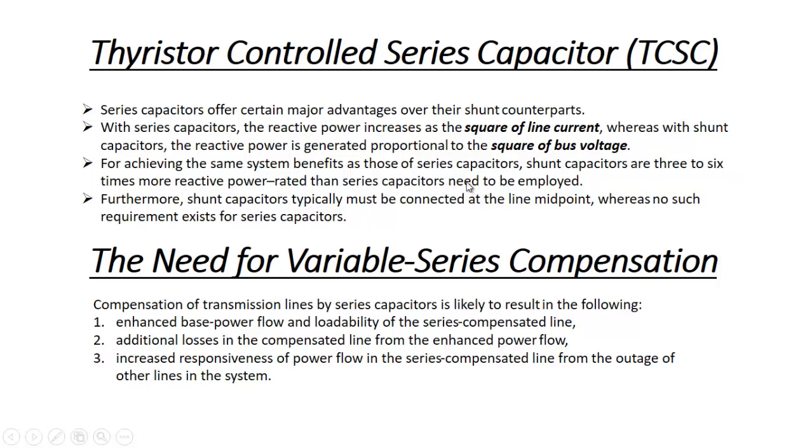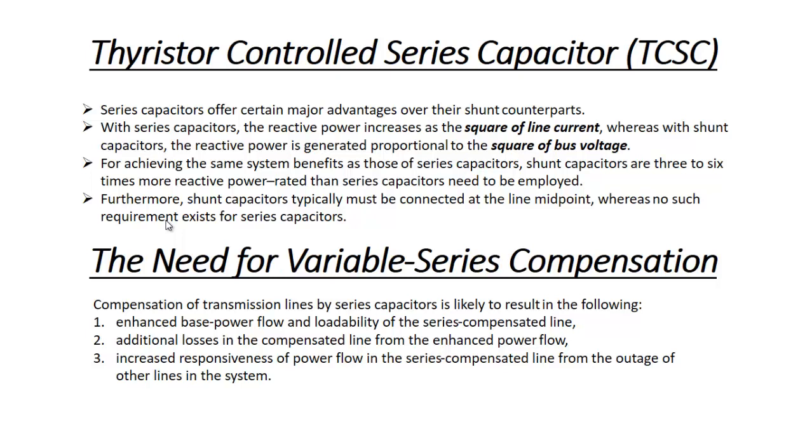That means for providing the same benefits, or the same sort of voltage control, we need shunt capacitors rated 3 to 6 times more as compared to the series capacitors. That's one more advantage of series capacitors. Furthermore, shunt capacitors typically must be connected at the line midpoint, whereas there is no such requirement for series capacitors. They can be installed anywhere between the sending and receiving ends.